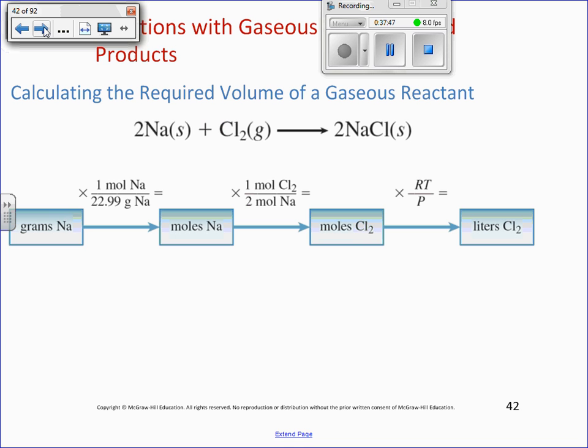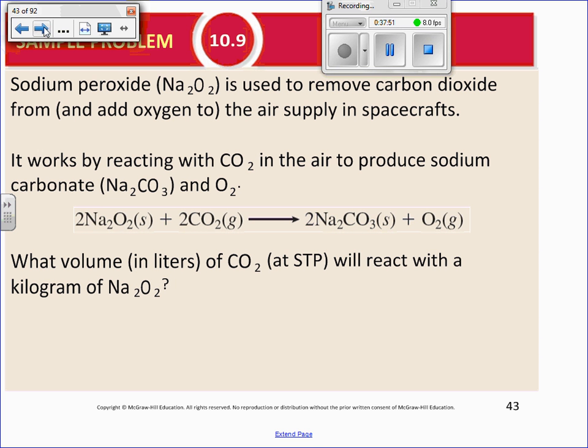Here we have sodium peroxide. It's used to remove carbon dioxide and add oxygen to the air supply in spacecraft. And there's a reaction. What volume in liters of CO2 at STP will react with a kilogram of sodium peroxide? So we're going to do the same calculation, same steps.